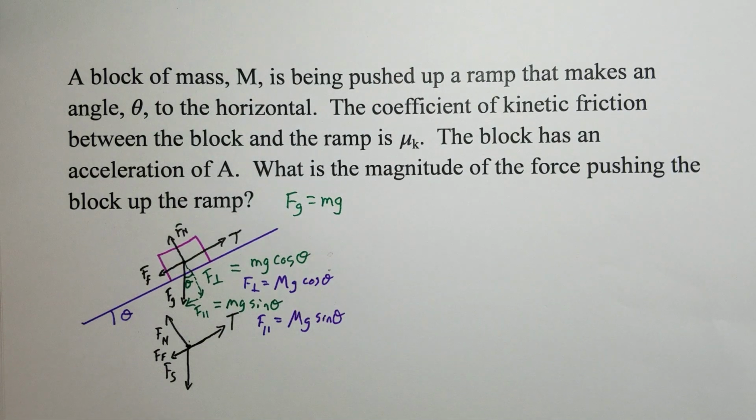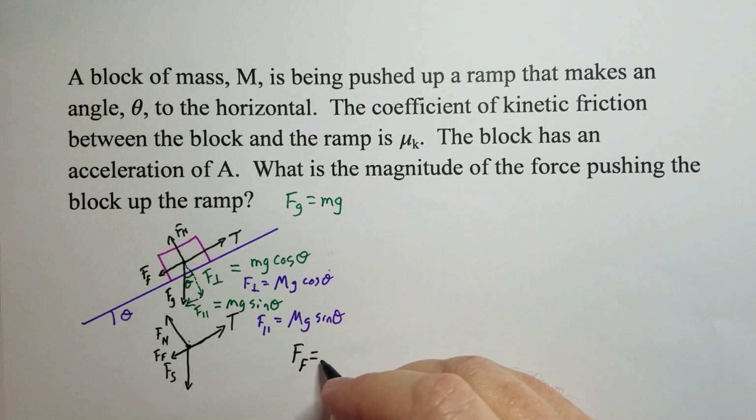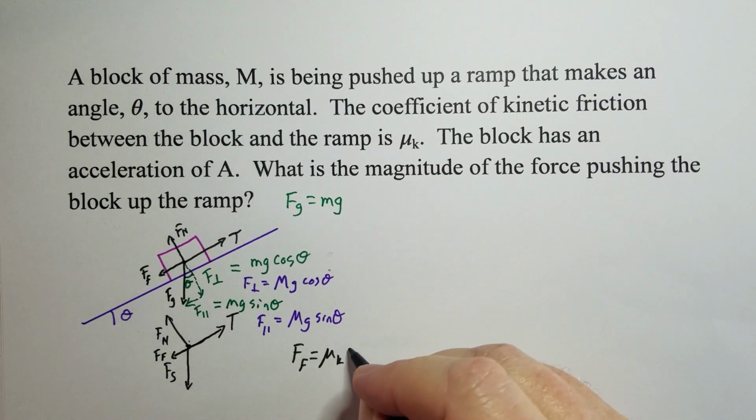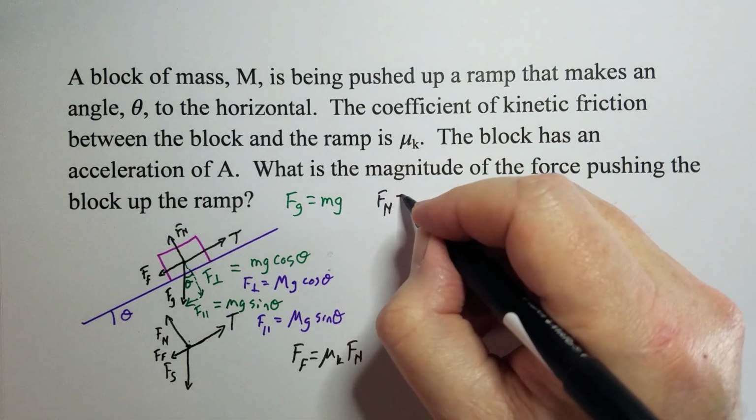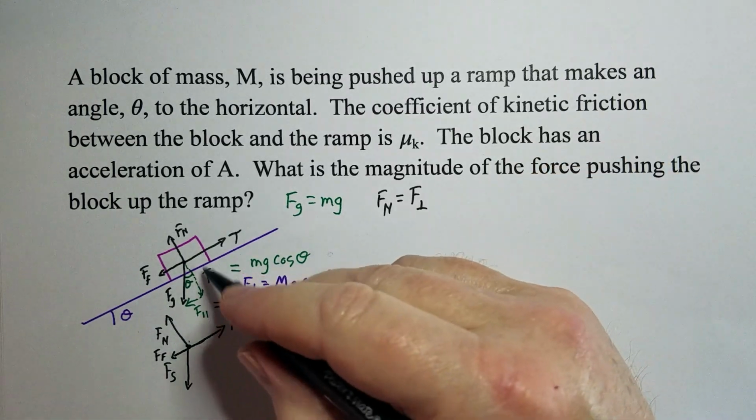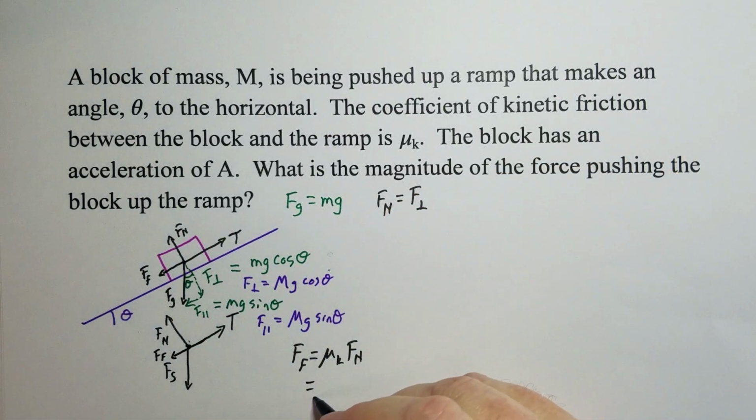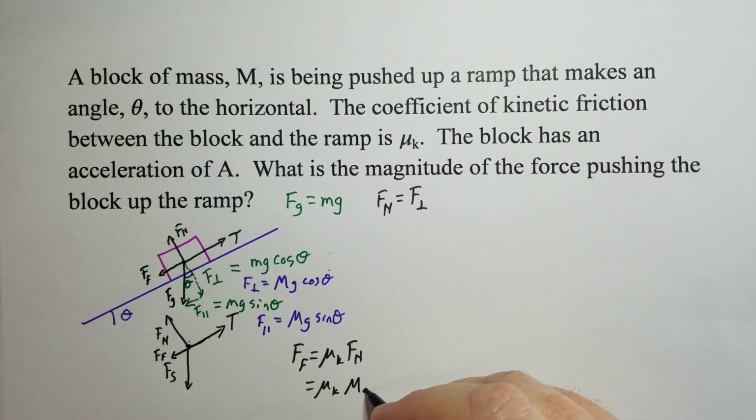Friction is still going to behave the same way. So the force of friction is equal to mu, this is kinetic friction, times the normal force. And the normal force is going to be equal to the force perpendicular in this case. So we get mu k perpendicular is capital Mg cosine of theta. Remember, that's mu and that's m. So we got that term down.